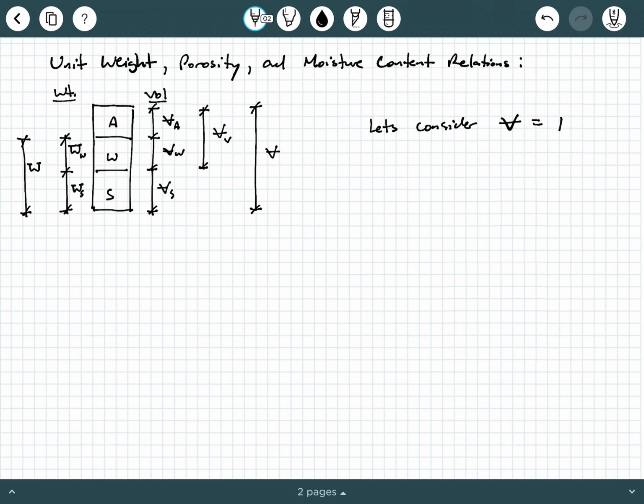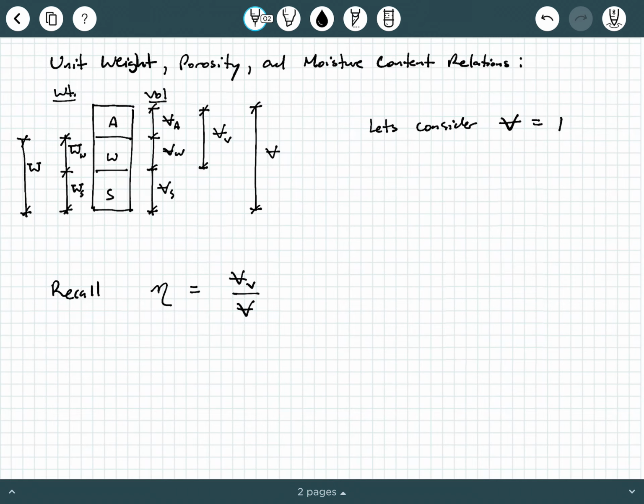But depending on what we're trying to calculate or show, it may be more convenient to express one thing as one or the other. So in the past, we've taken volume of solids as 1. Now we're going to take total volume as 1 for what I'm trying to show here. So the first thing I want us to recall is the definition of porosity. So maybe take a second, think about that, pause the video, and remind yourself, what is porosity? Well, that is equal to the volume of voids over the total volume.